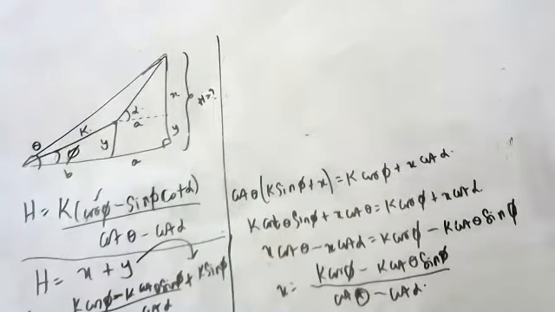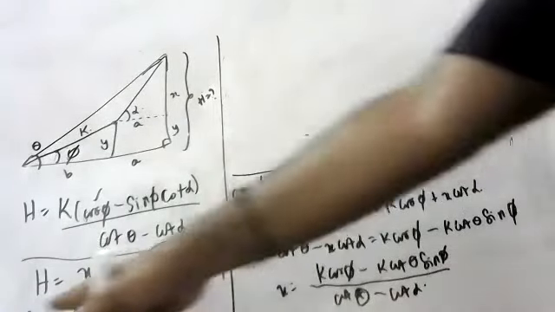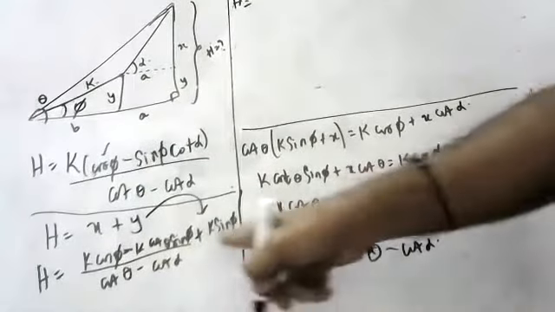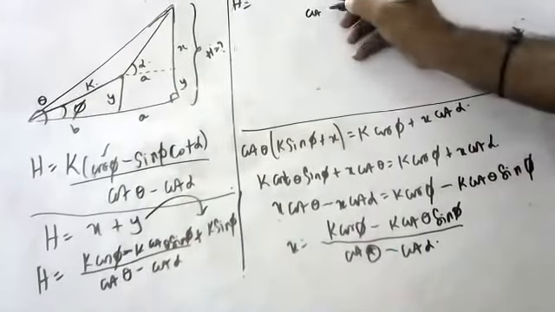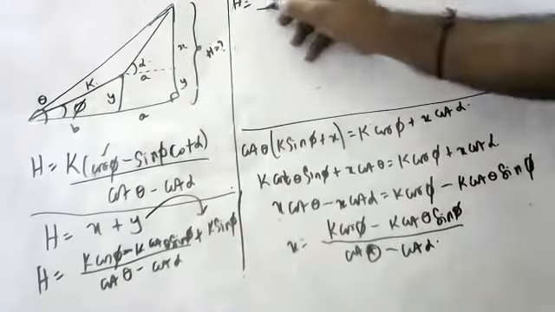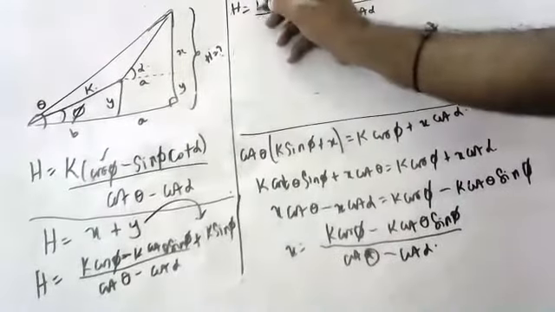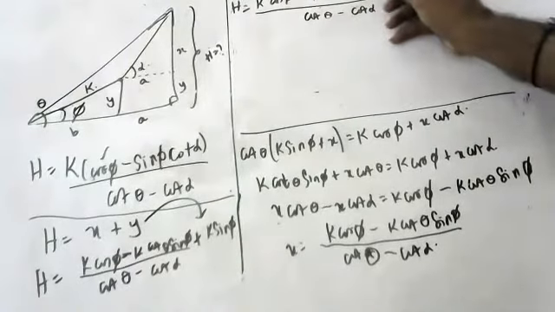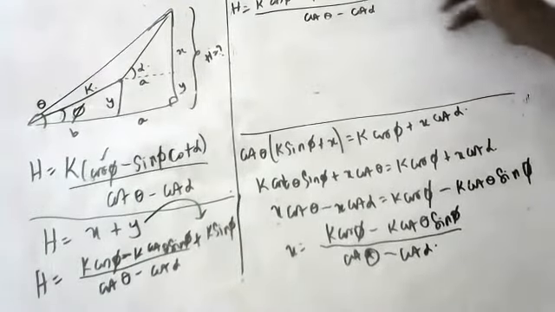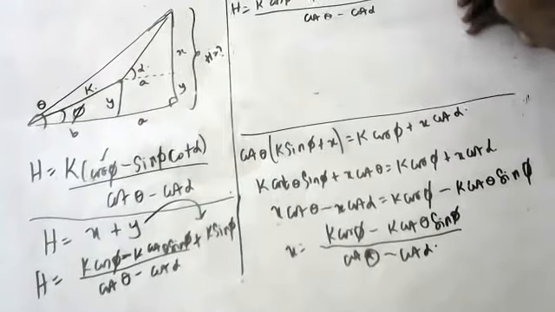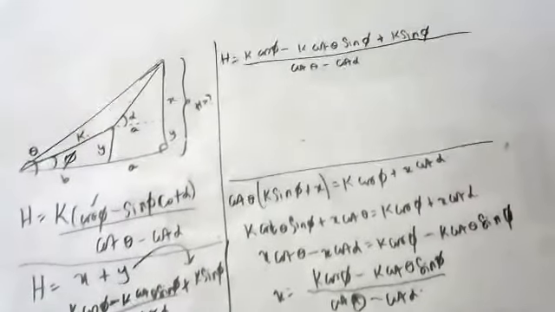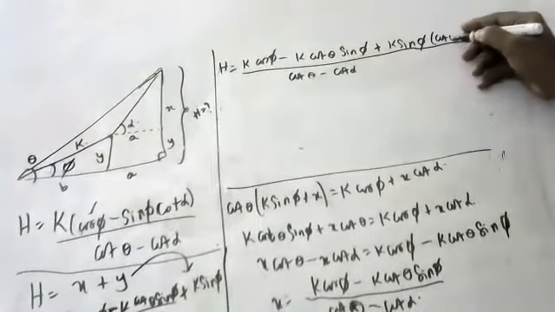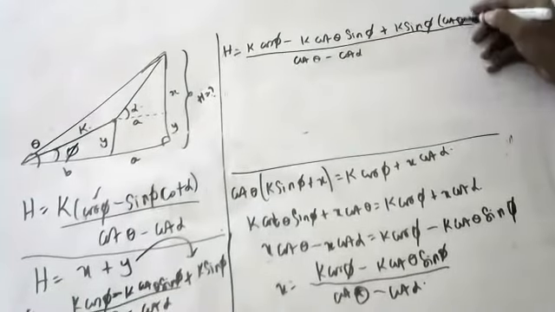See, we will get the answer now. What is h we have? H is equal to, what is the first LCM? What is LCM for this one? Cot theta minus cot alpha. Very good. Then k cos phi minus k cot theta sine phi, plus k sine phi into cot theta minus cot alpha, over cot theta minus cot alpha.